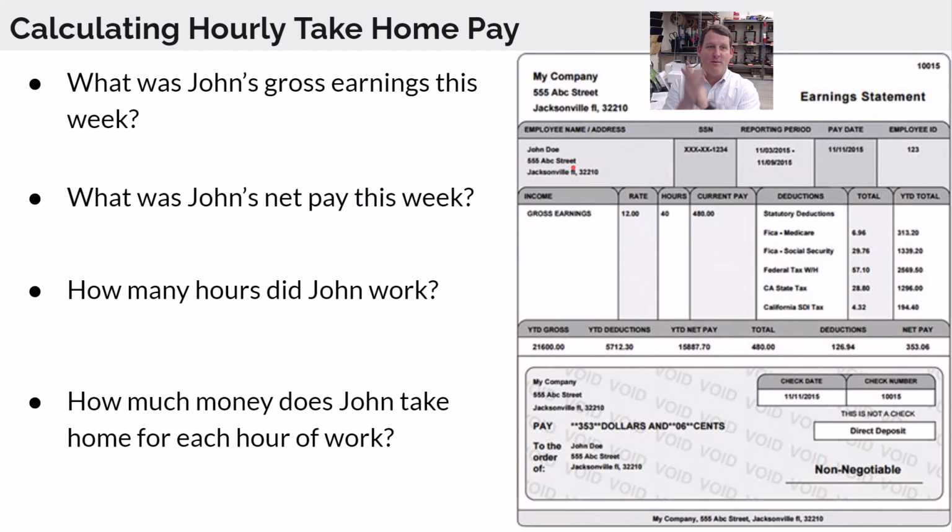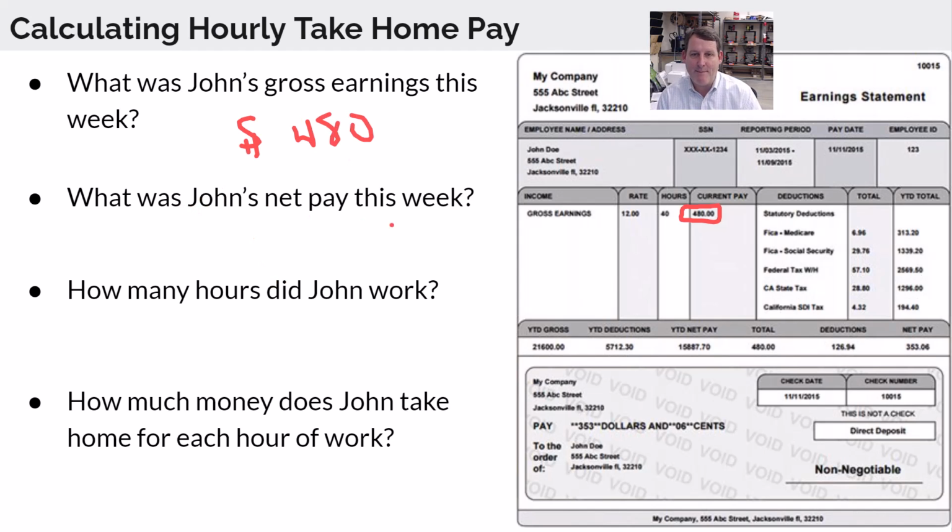All right, so I'm assuming we're back. Let's go ahead and go through some of these. Hopefully you found them all. So what was John's gross earnings? Gross earnings is what you get paid. So right here's his gross earnings. $12 an hour is the rate. Worked for 40 hours. That means you've made $480 right there. So I'm going to come over here and put the 480 right here.